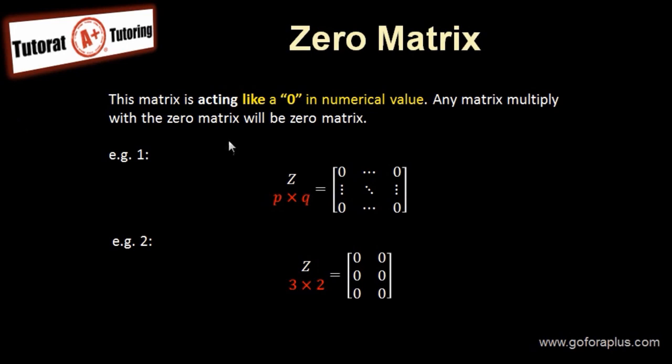So what is a 0 matrix? A 0 matrix acts like a 0 in numerical value. Any matrix multiplied with the zero matrix will be a zero matrix. Now, it doesn't have to be a square matrix. In this example, it's P by Q. So you have P number of rows and Q number of columns. Again, another example, a matrix C, 3 by 2, so 3 rows, 2 columns. As long as all the elements inside the matrix are 0, this is a zero matrix.